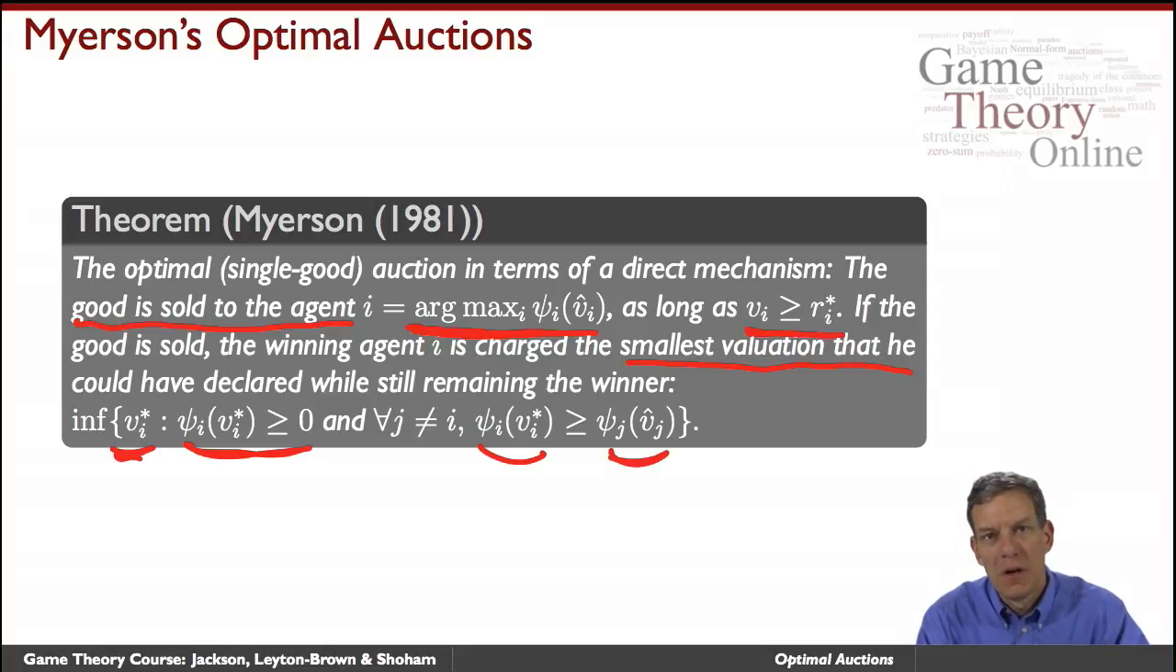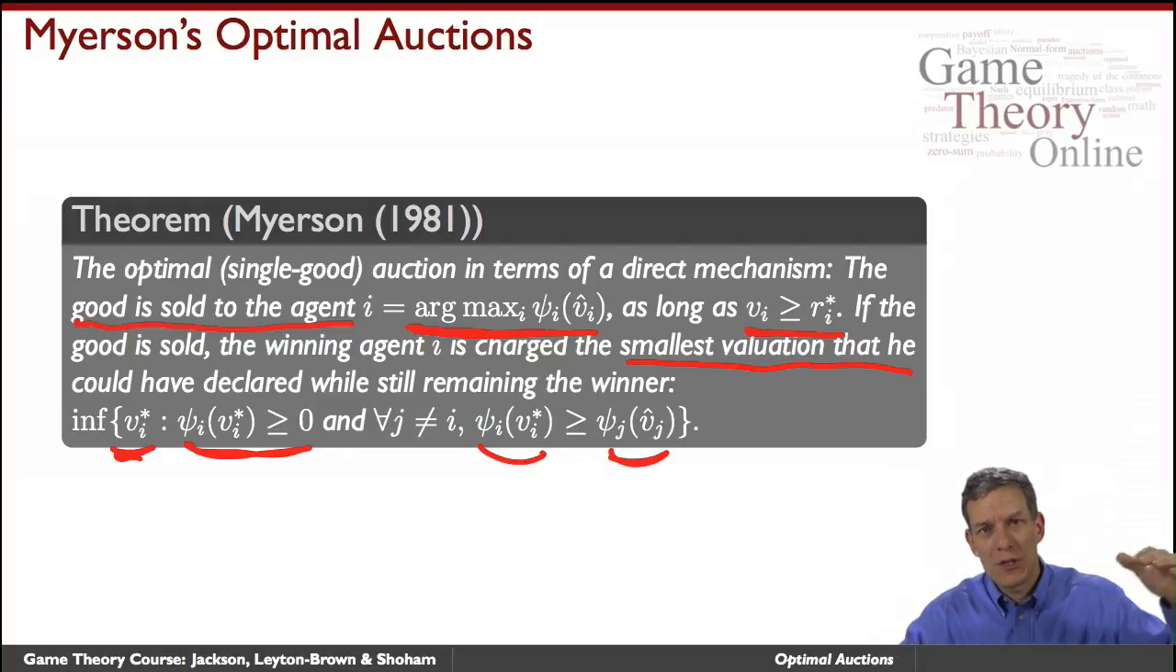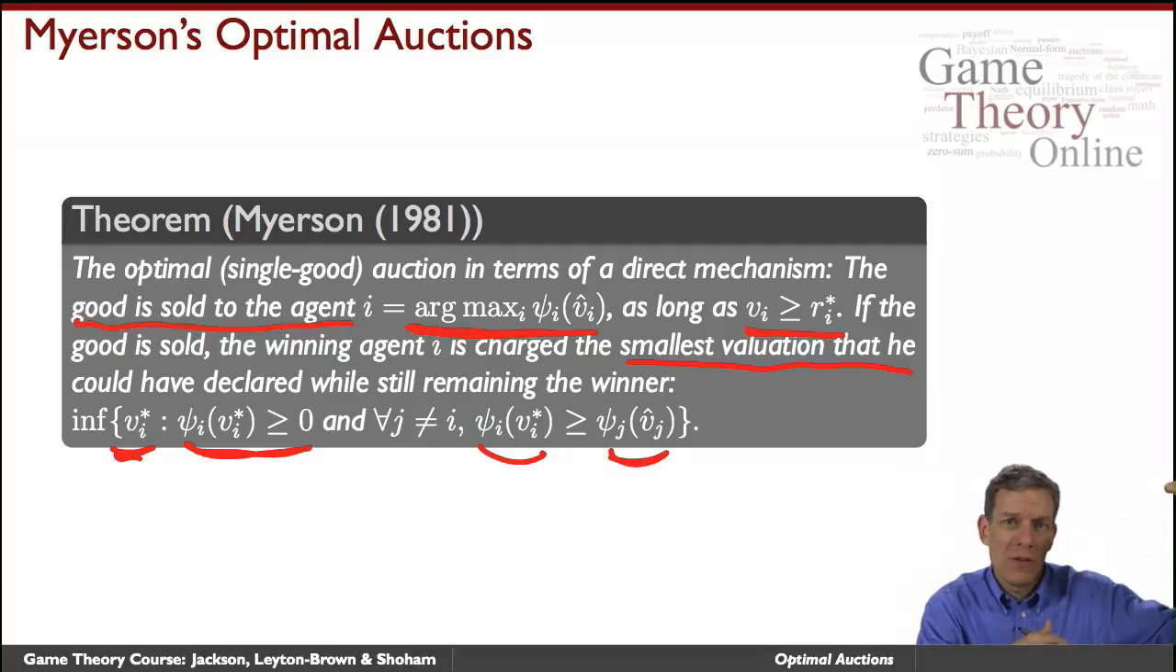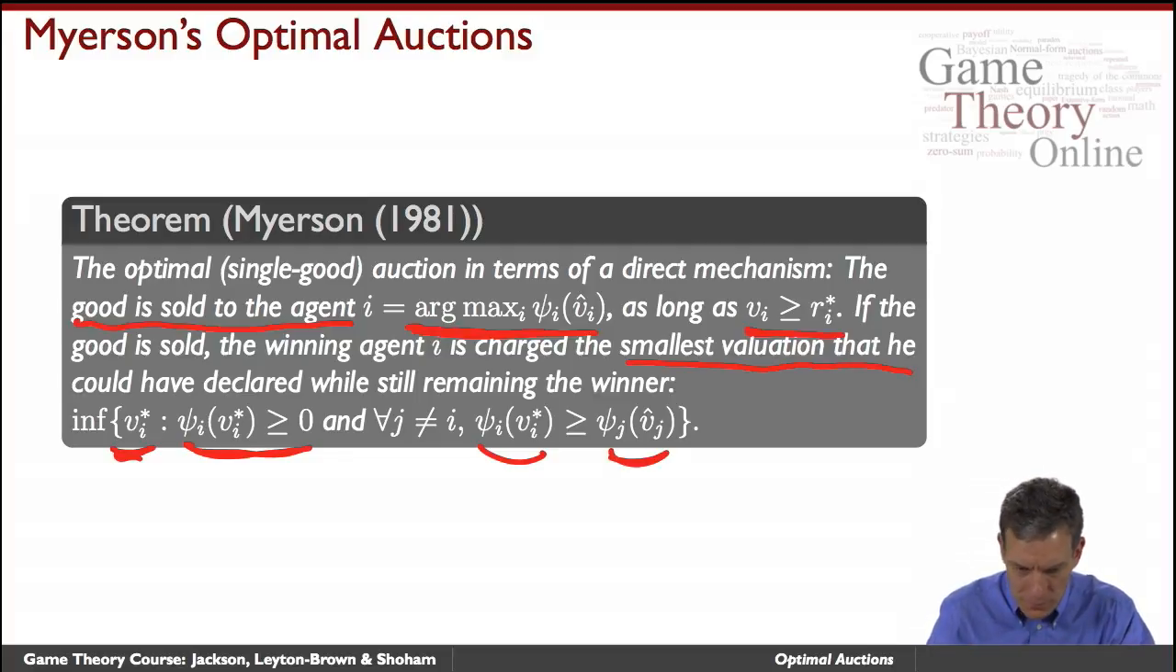Okay, so we have an auction where now what we do is people put in values, declare their values for the good, but now we adjust them via these virtual valuations and have reserve prices and choose the person who has the highest virtual valuation, subject to that being above the reserve price, and charge them the price that they could have gotten in terms of the lowest valuation they could have announced and still been the winner of this auction.